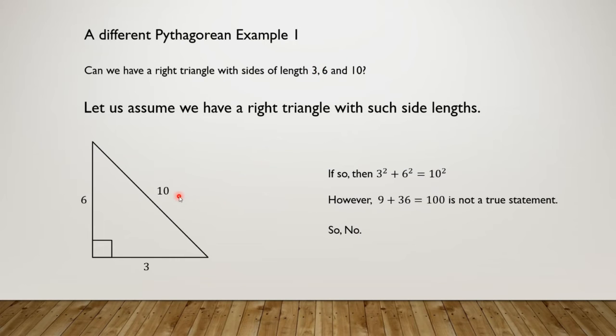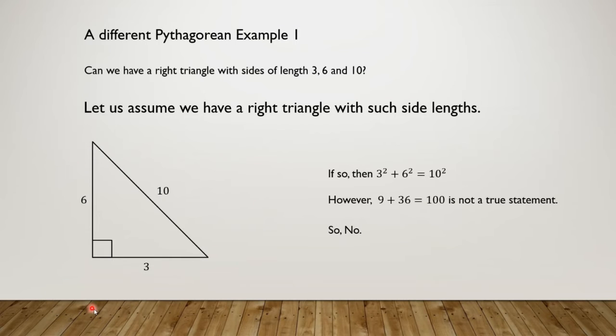Okay, so Pythagorean's theorem would have to hold. Now, does it hold? Is 3 squared plus 6 squared equal to 10 squared? Well, the answer is no, because 3 squared is 9, 6 squared is 36, and 10 squared is 100, right? The sum on the left is 45, and the number on the right is 100. So this equation does not hold, so we can't have such a right triangle. We can't.